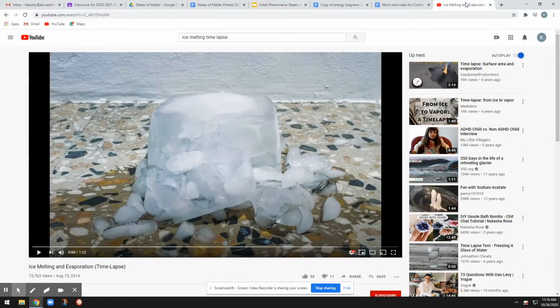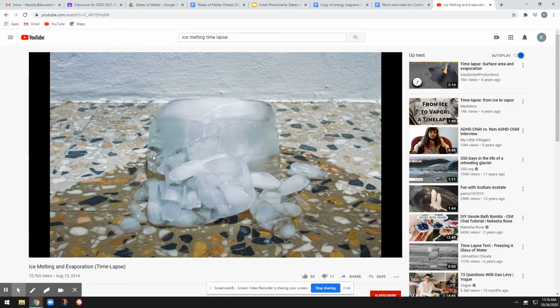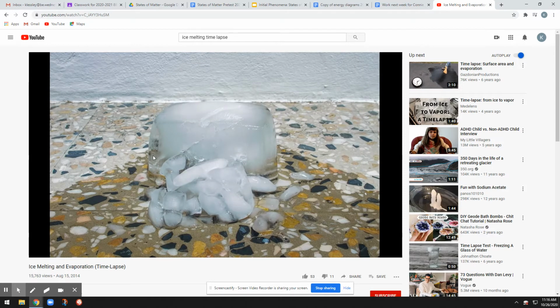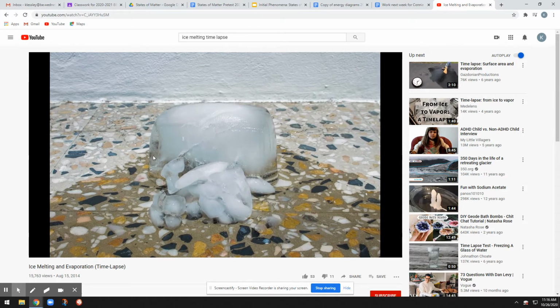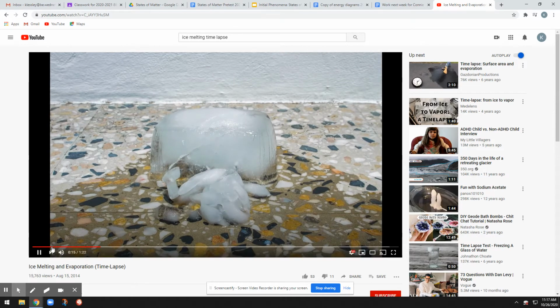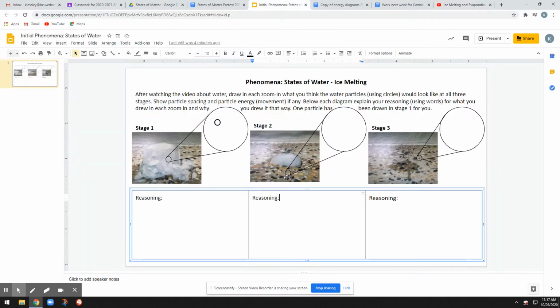That's stage one. For stage two, so here we have, this is a time lapse. So we have the block of ice that is melting. So for stage two, notice how this zoom in circle is now focused in on the part of the concrete that is wet. So that would be the water that is coming off of the ice.